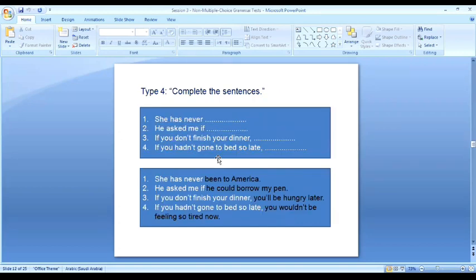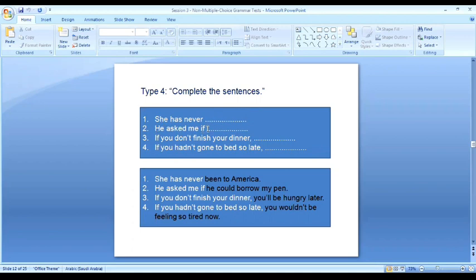Type 4, we ask students to complete the sentences just from their mind. So here we might have different answers, and the answers could be subjective. It's difficult to correct because anyone can write his own answers. They say she has never been to America. Someone can say she has never been to Canada. Someone says she has never eaten fish. Someone can say she has never traveled to Kenya.